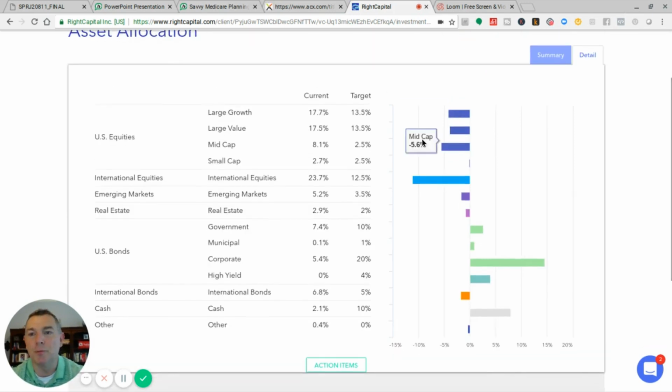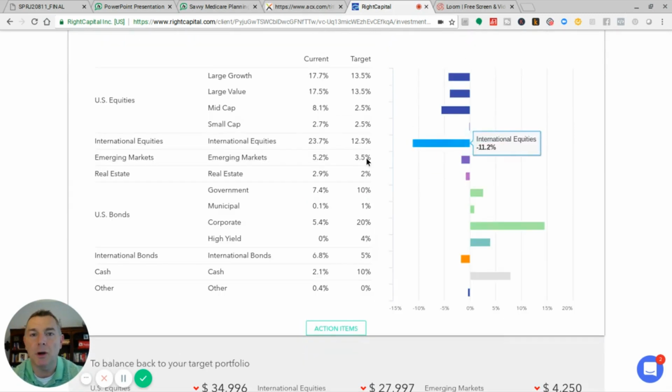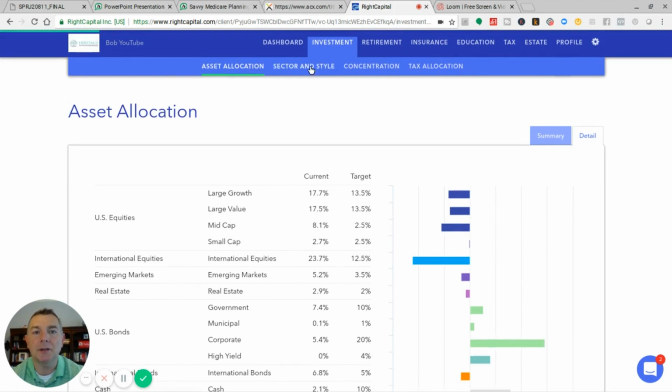It just breaks it down for you. It's pretty cool. And then you can go down here again to see what they say, how you should rebalance it to get back to your target portfolio. All right, so now we've got sector and style. This is pretty good.